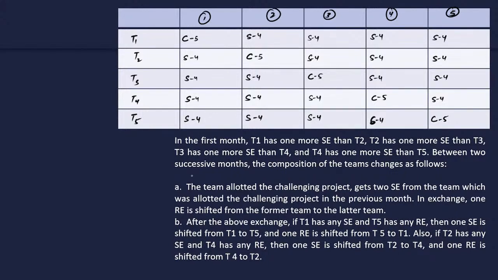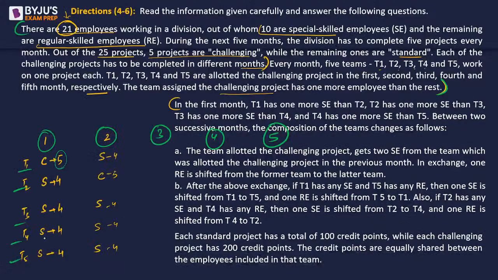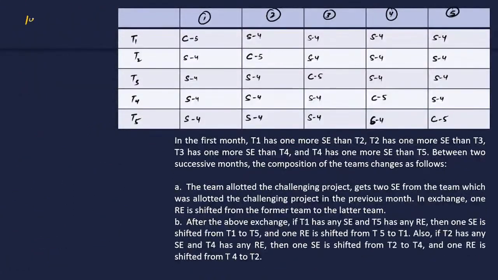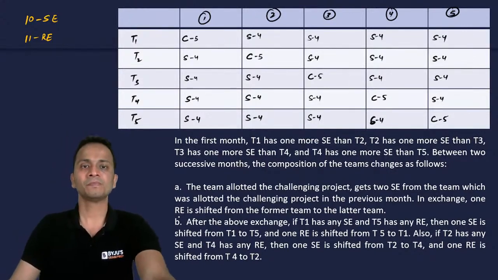ठीक है. अब देखते हैं कि ये जो employees हैं, out of these employees which are allocated to every team in every month, how many of these employees are regular employees? How many are special skilled employees? So as we all know, there are a total of 10 special skilled and remaining 11 regular. So 10 तो special है, special skilled employees, and 11 are regular employees in total which are available for every month. Okay, let me appear in front of you. Okay, here I am. Fine.